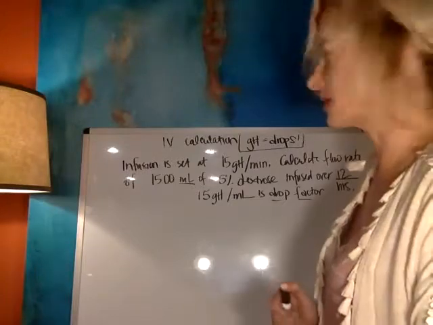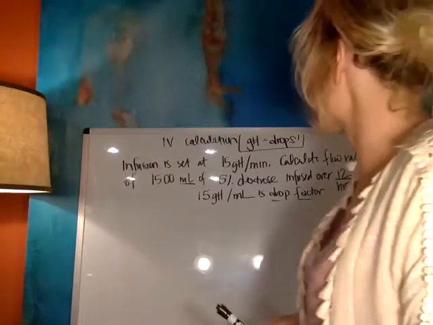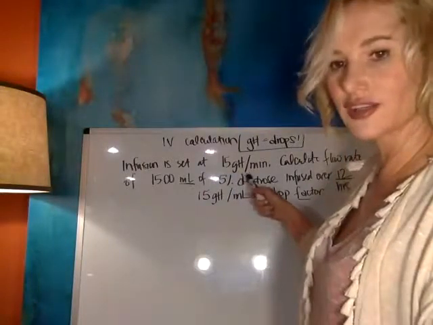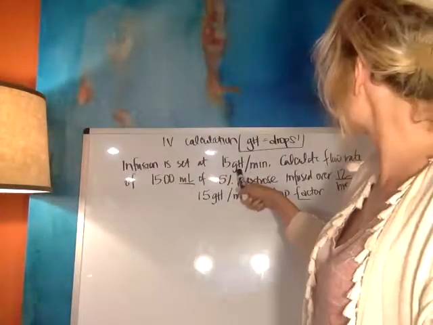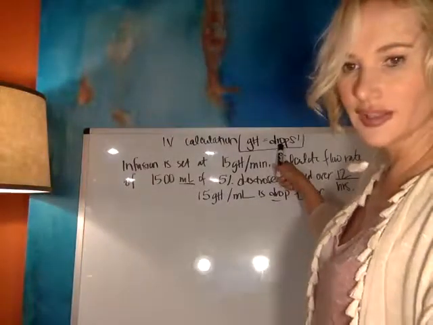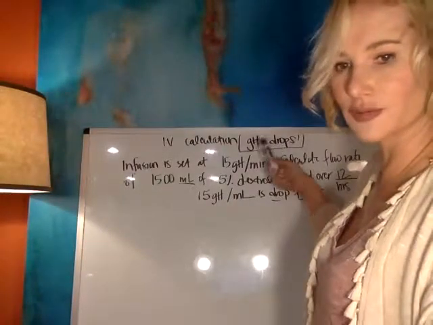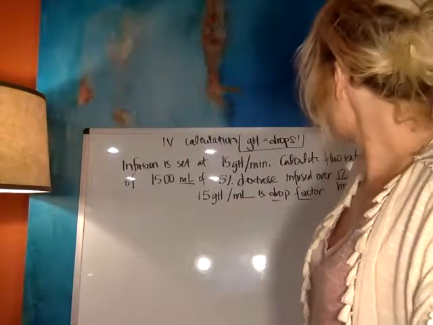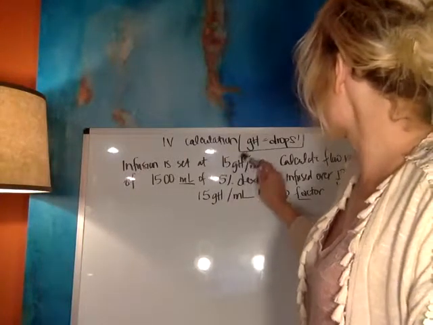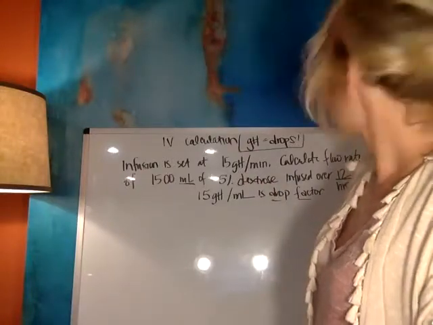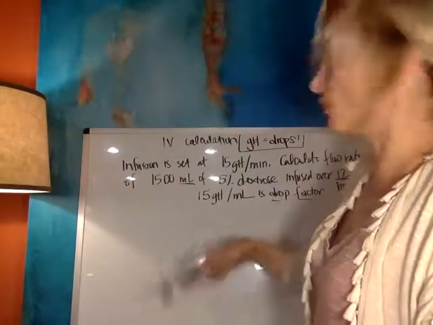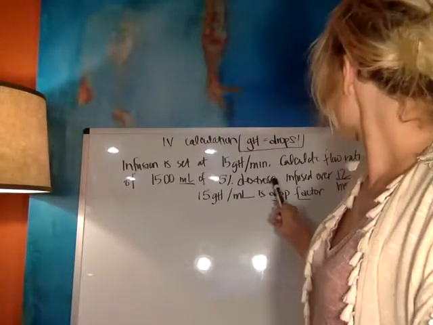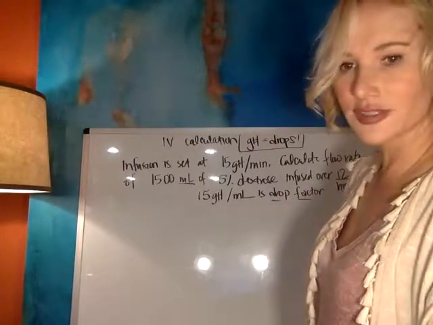So in an IV calculation, it'll say something like this. Infusion is set at 15 GTT per minute. That can throw you right there because you need to know that a GTT is the same thing as a drop. Some students will set up 1 drop equals 1 GTT, and they'll use it as a conversion. Others will just cross it off, that's what I tend to do, and call it a drop. And then we're going to calculate the flow rate of 1,500 milliliters of 5% dextrose infused over 12 hours.